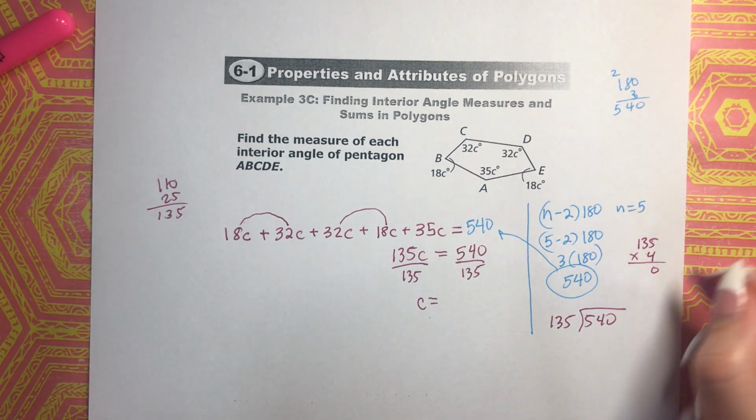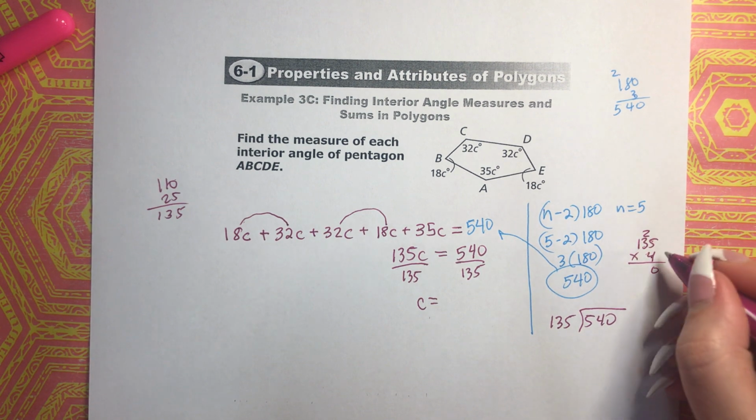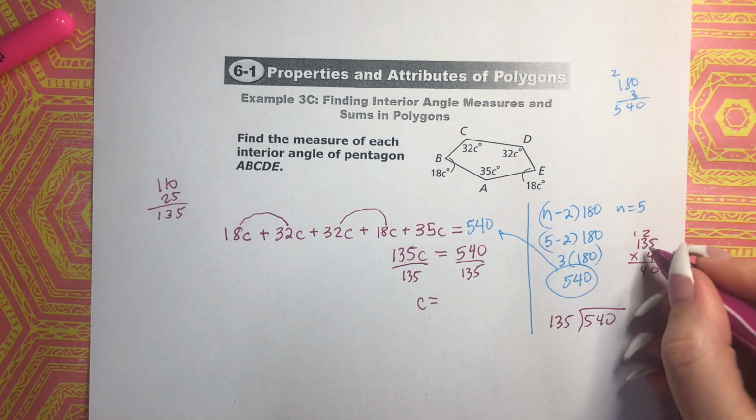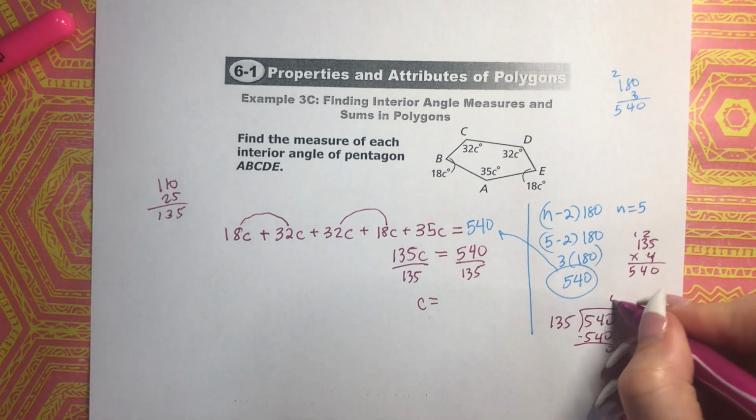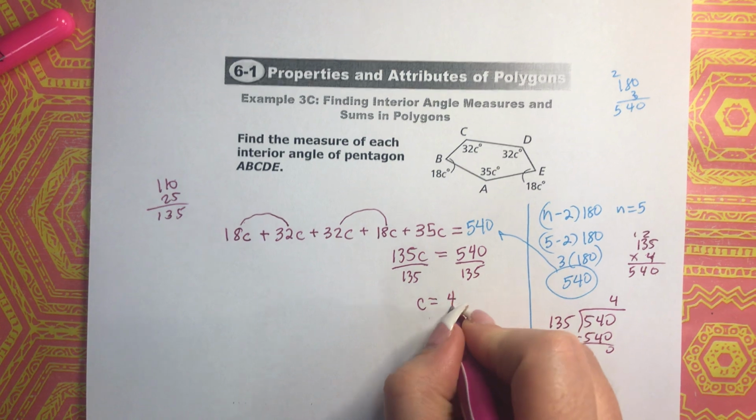4 times 5 is 20, write the 0, carry the 2. 4 times 3 is 12, plus 2 is 14. 4 times 1 is 4, plus 1 is 5. Oh, 540. Perfect. So we know it goes in 4 times. So that means C equals 4, okay?